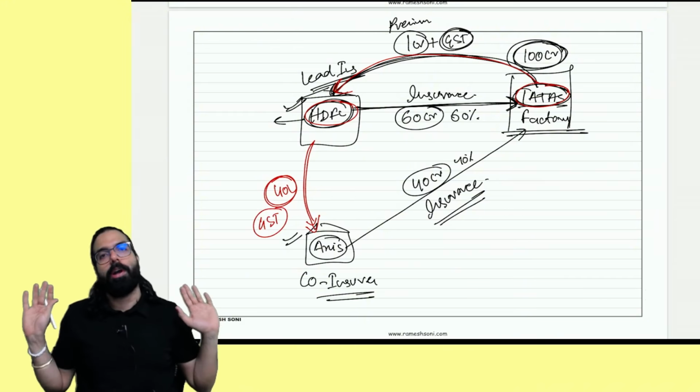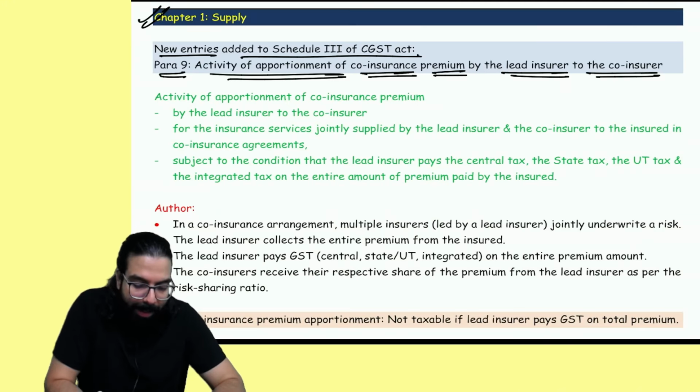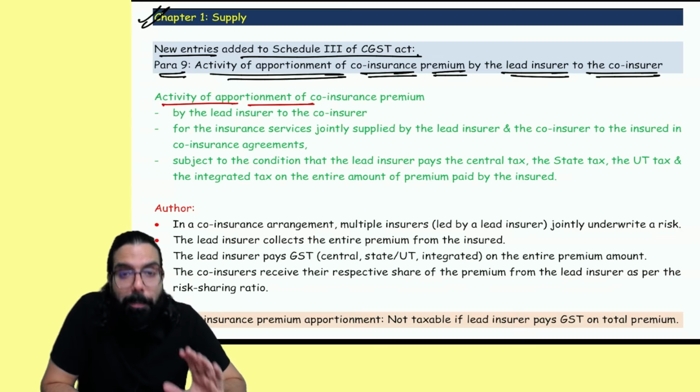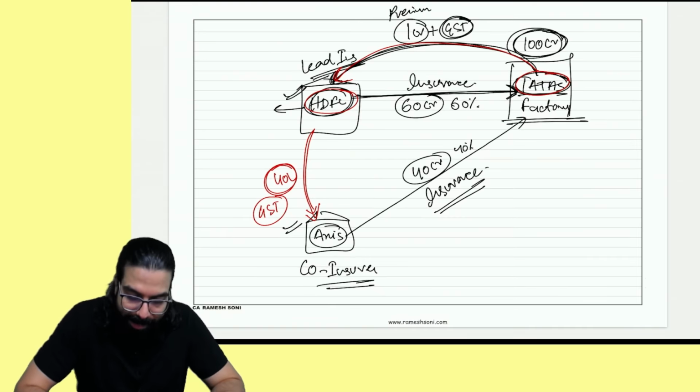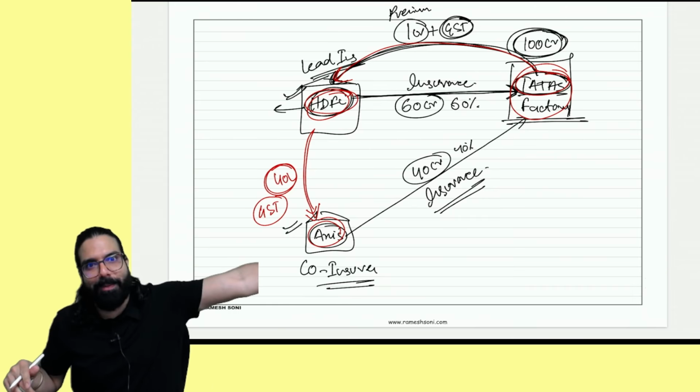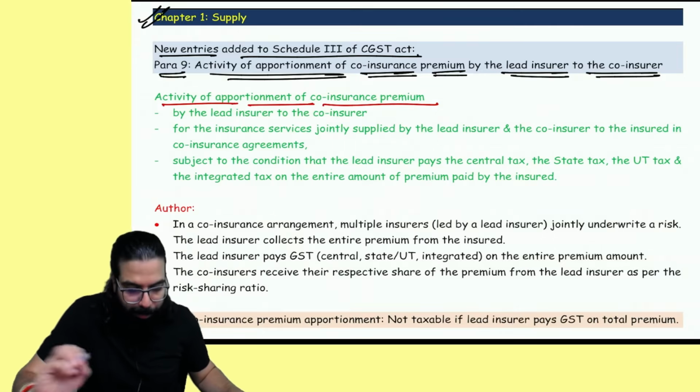This is what is being told now. I'll go ahead and read out with you guys. It says activity of apportionment of co-insurance premium. They have done the insurance together. Co-insurance has been done for Tata's factory for 100 crore rupees. Okay, sir, this point is clear.